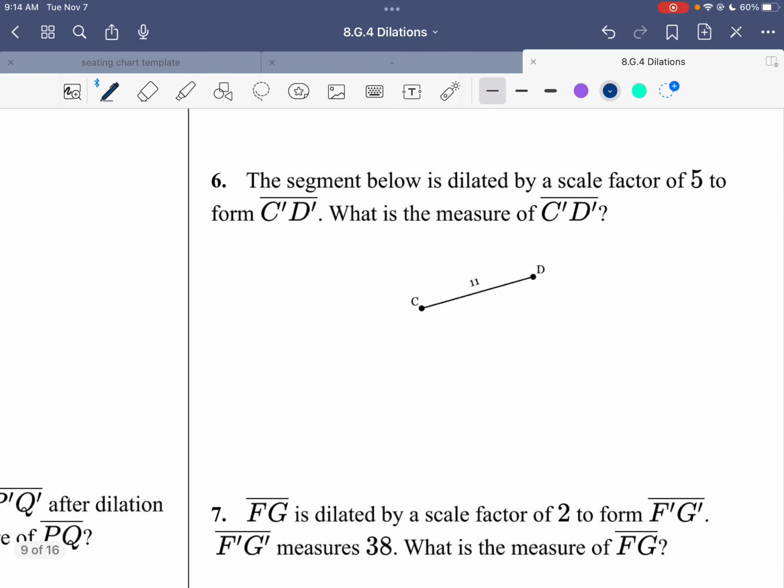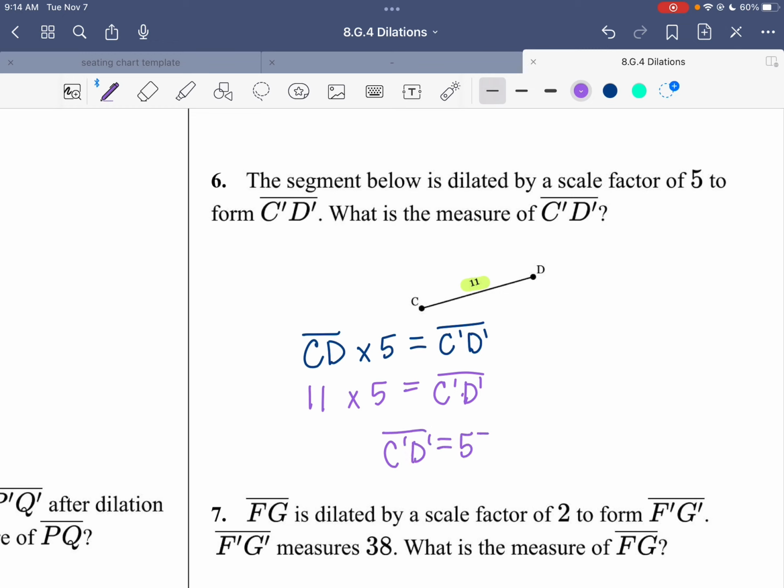Number 6, we are given a line segment and a scale factor, and it asks us to find the measure of C prime, D prime. So we know that line segment CD will be multiplied times a scale factor of 5 to get line segment C prime, D prime. We are given the length of CD, which is 11. So to get C prime, D prime, we multiply 11 times 5. So the length of C prime, D prime is 55.